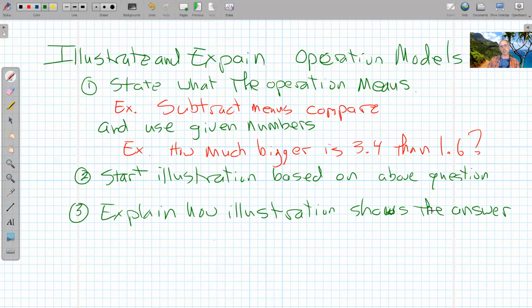But minimum 3 stages. You have, what does it mean? Illustrate based on that, explain the illustration. Setup, illustration, conclusion. All right, so that's super important on those right there.